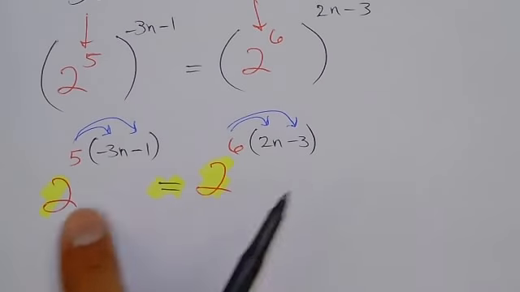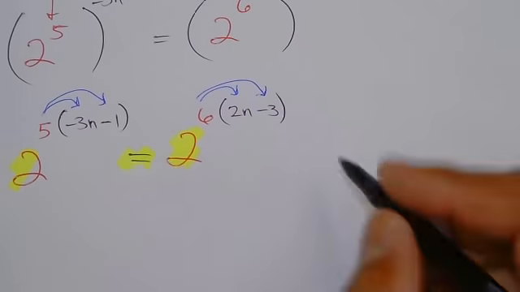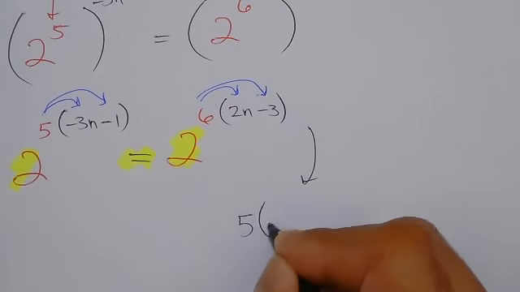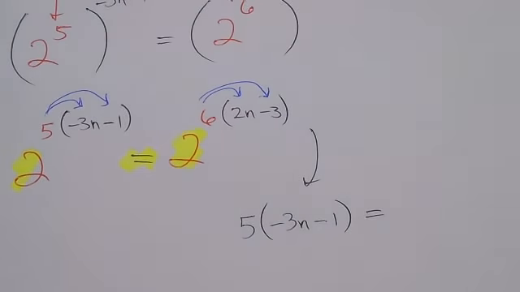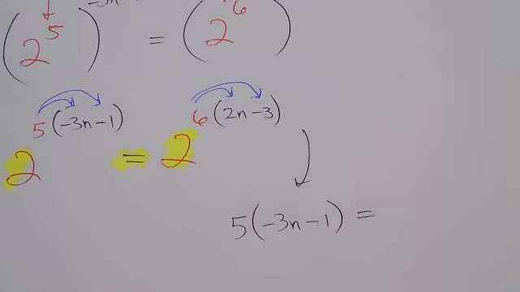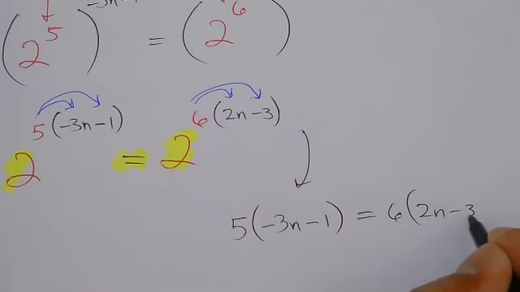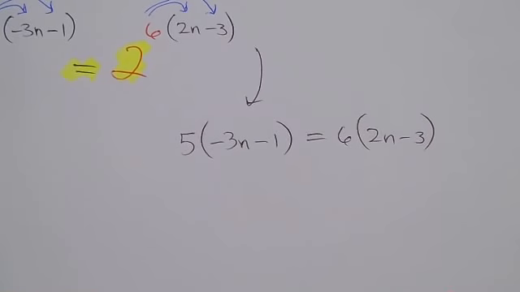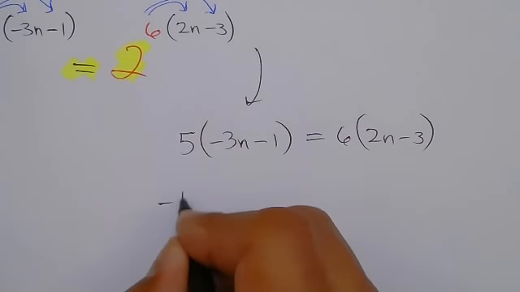Do I have to write these 2's anymore? No, I got these equal. I could just solve it. I'm done with the bases, right? I already got those set to be equal. So I could just solve this over here. The 5 times negative 3n minus 1, put it equal to 6 to the 2n minus 3.